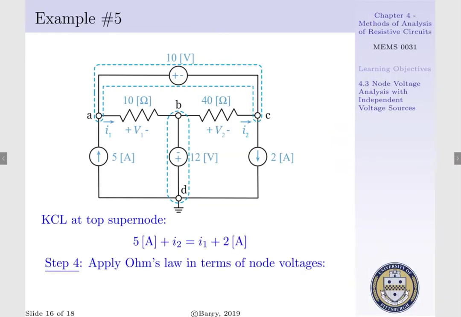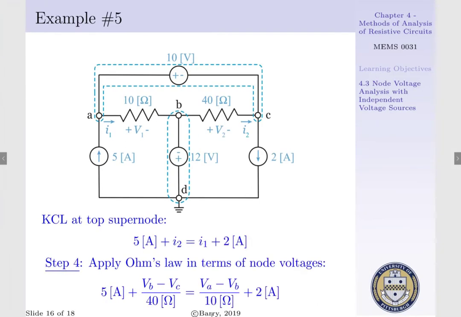Step 4 is to apply Ohm's law to our KCL equation in terms of our node voltages. Thus, our KCL equation becomes 5 amps plus I2, which is expressed as VB minus VC per 40 ohms, is equal to I1, which is expressed as VA minus VB per 10 ohms, plus 2 amps. Currently, we have 1 equation and 3 unknowns.